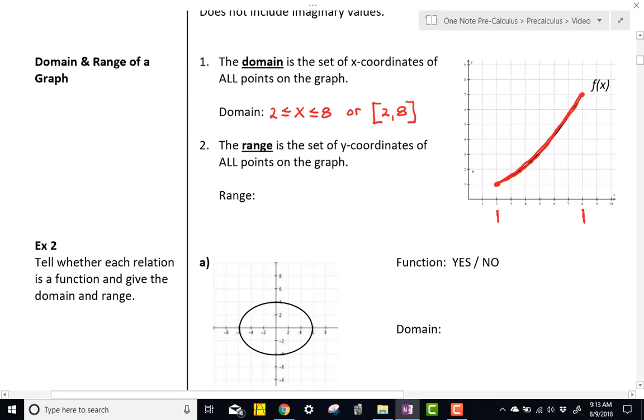When I talk about the range again, all right? So we go to the range. This time we're looking at the up and down, the y values. So my y values start at positive 1, and they go up, up, up, just like this, and they stop at positive 7. So my range would be y is greater than or equal to 1, but at the same time it's less than or equal to 7, or we could say 1, 7 using the brackets again. All right?